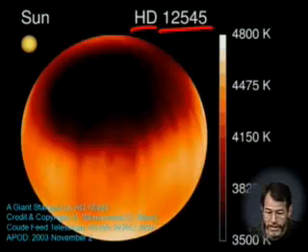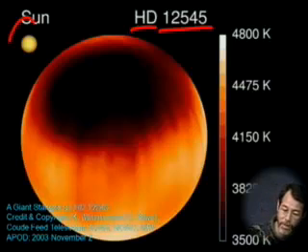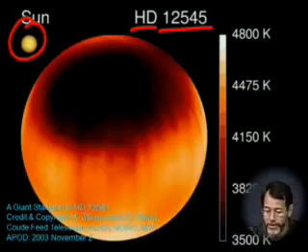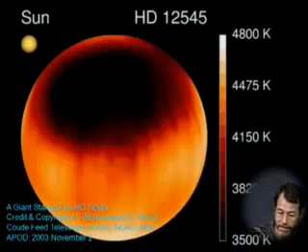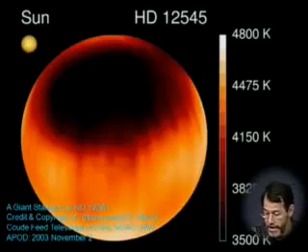So I digressed, sorry. Here's the sun compared to HD 12545. The difference is the sun has relatively small sunspots, as circled there, and I missed it. Let's try it again. Yes, got it. This star is thought to have giant star spots that take up most of its size.